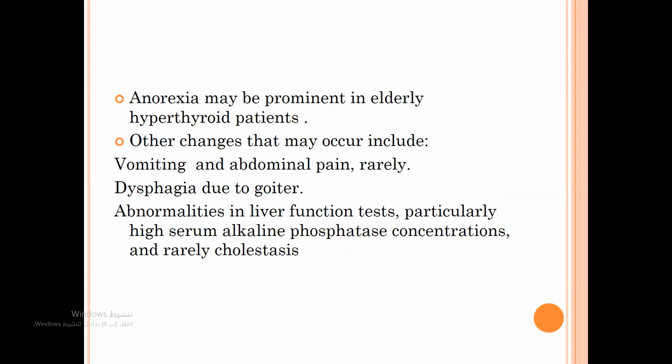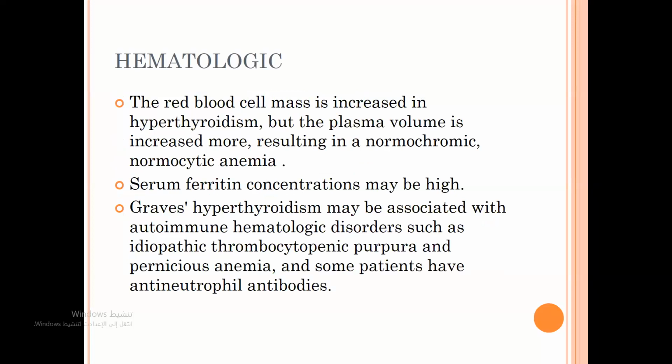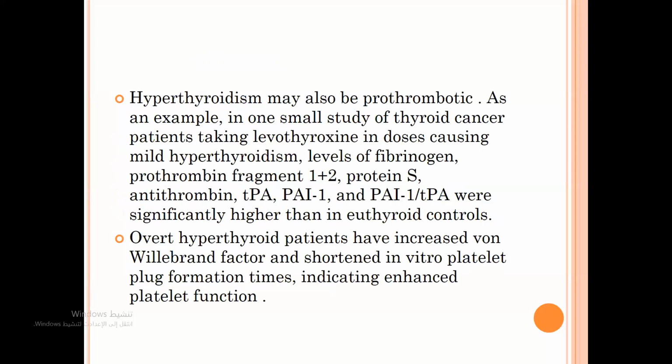Other changes that may occur include vomiting, abdominal pain, dysphagia due to goiter, and abnormalities in liver function tests, particularly high serum alkaline phosphatase concentration, and rarely cholestasis. Hematological manifestations: red blood cell mass is increased in hyperthyroidism, but the plasma volume is increased more, resulting in normochromic normocytic anemia. Serum ferritin concentration may be high. Hyperthyroidism may also have a prothrombotic effect.